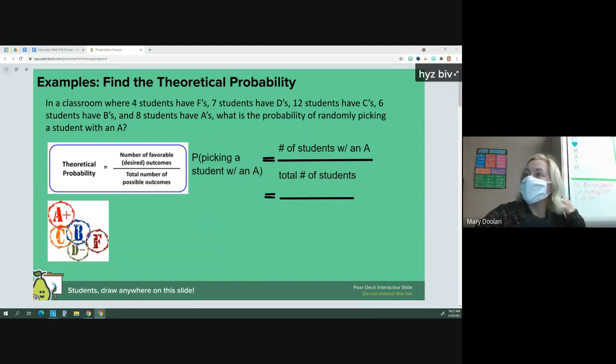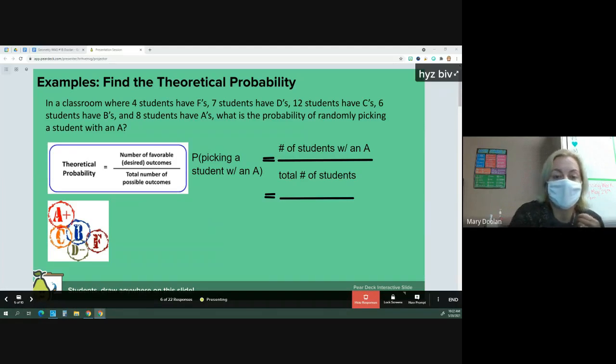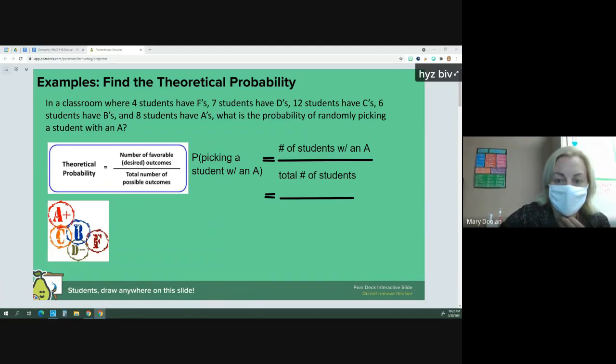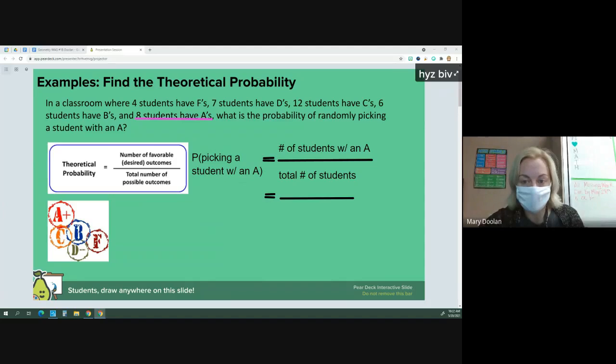So the total number of students with an A, just looking up at the word problem, you can see that there are 8 students that have A's. So the number that goes in the numerator is going to be an 8. And then I need to find the total number of students.